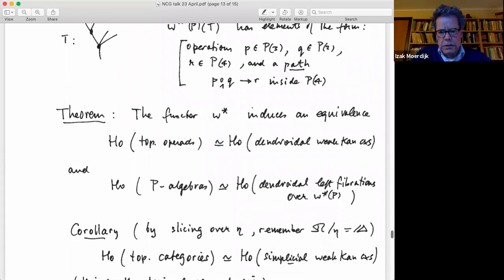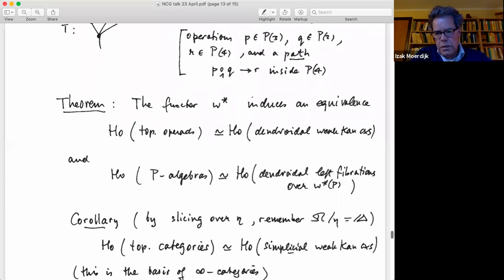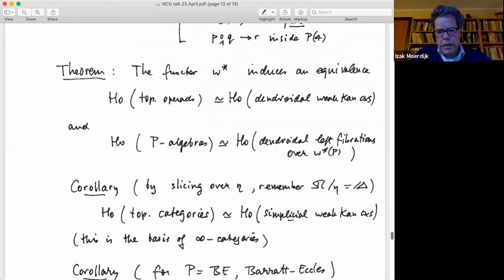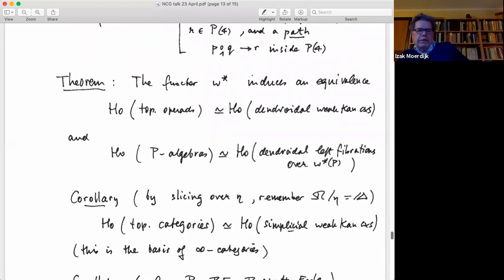But I just want to point out, just to prove that there is some content to this, there's a trivial operation that you can do in this context, namely slicing by eta. And I told you before that we get delta. Over eta, topological operads will become topological categories, and dendroidal sets will become simplicial sets, and you get this famous theorem that the homotopy theory of topological categories is the same as the homotopy theory of simplicial weak Kan complexes. That's known also under the name of the equivalence between simplicially enriched categories and infinity categories.